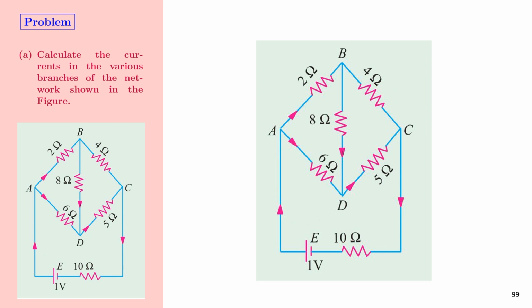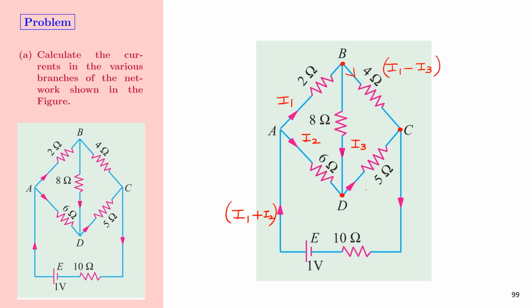Let's begin solving the problem by marking the different currents in the circuit. Starting from A, at node A we have 2 currents, and let us mark this current as I1 and this current as I2. When I1 reaches node B, it splits into two. One part goes through the 8 ohm resistor and the other part goes through the 4 ohm resistor. Let us denote the current flowing through the 8 ohm resistor as I3. Now the current that is going to flow through the 4 ohm resistor is I1 minus I3.